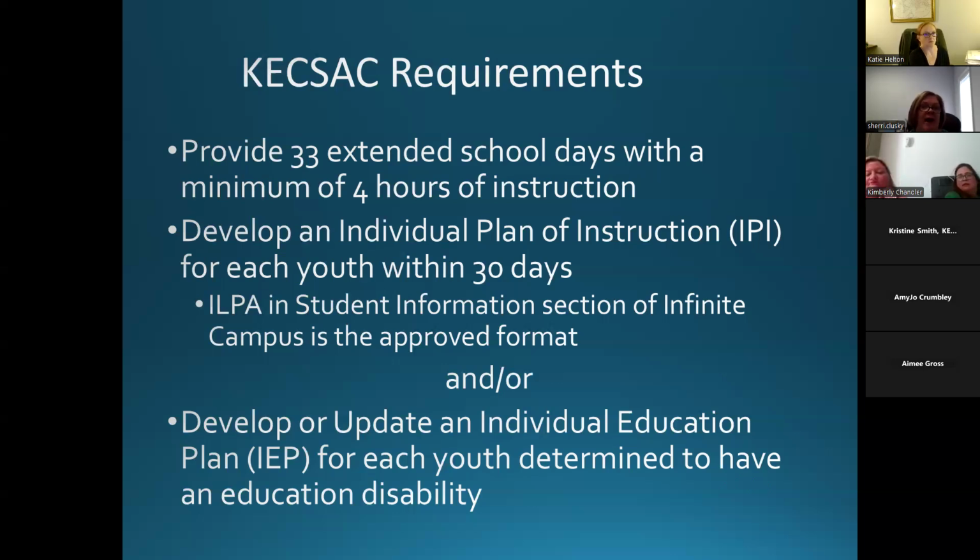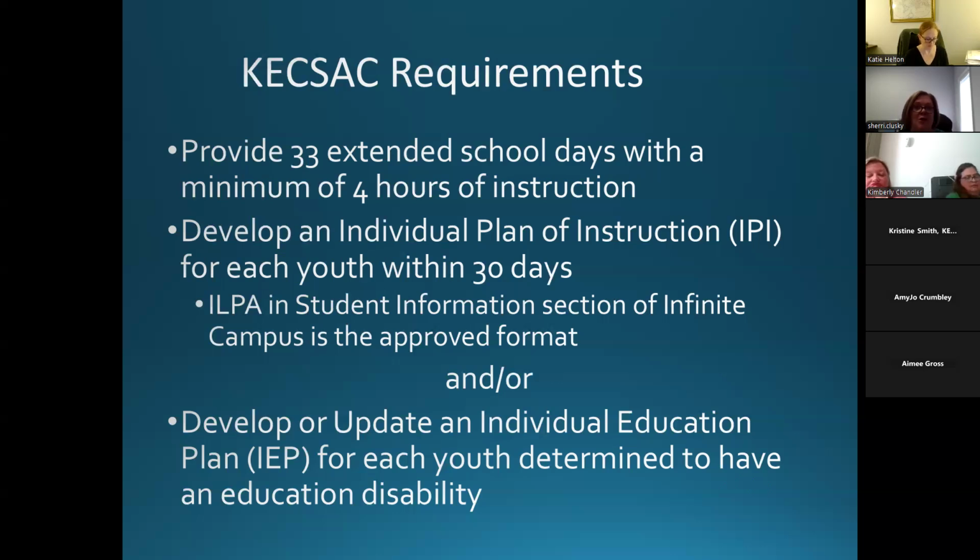Develop an IPI, individual plan of instruction, for each youth. You can use your ILPA. We try not to make people do duplicate work. So, if a student is in an alternative program, it's required that they have to do an ILPA. So we let that go for the individual plan of instruction.